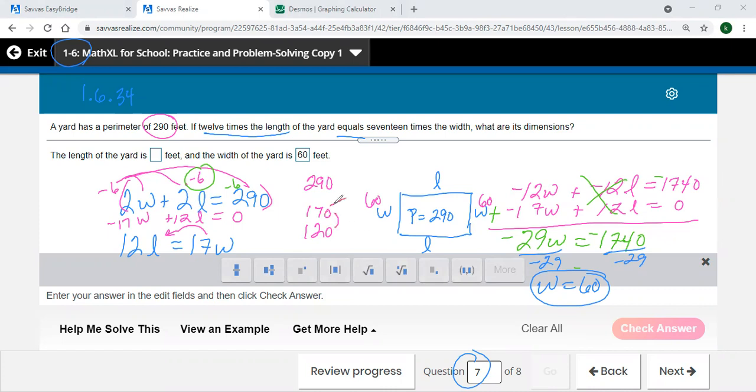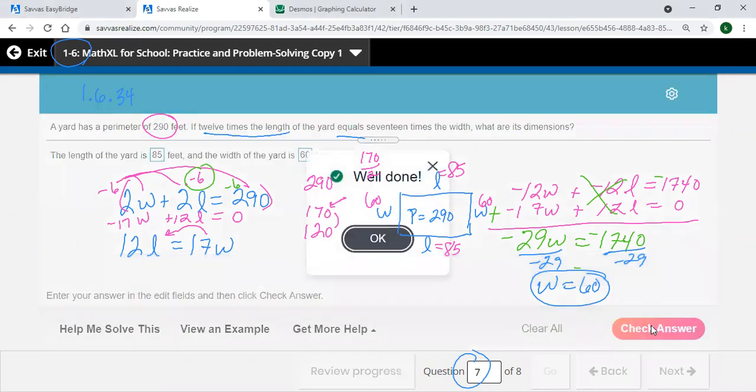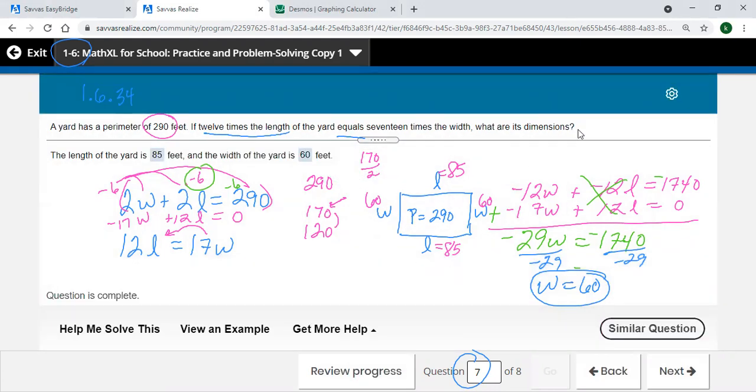But remember, this 170 has to be split in two for each of the lengths. So what's 170 divided by 2? 85, I believe, because 80 and 80 is 160. So then that 85 would be the other one. All right, let's check it and see how we did. There we go. So hopefully that helps you. Yours will probably have different numbers, so good luck.